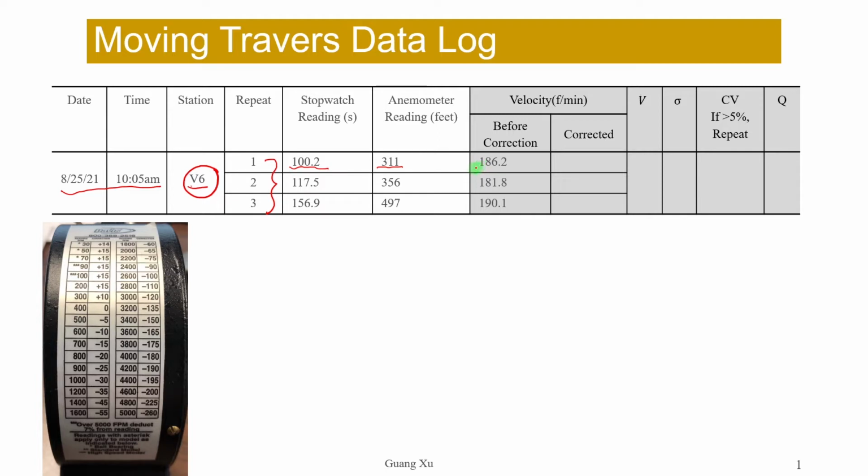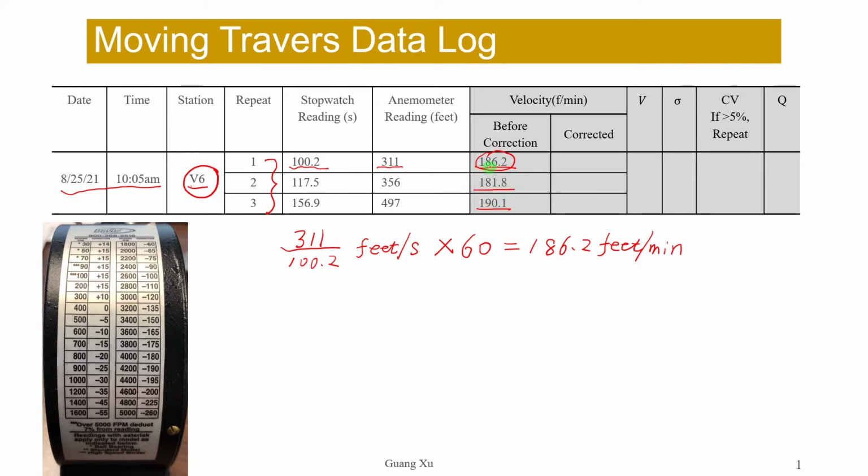After each measurement, we calculate the velocity before correction. So using this data, the anemometer reading 311 divided by the stopwatch reading 100.2, we get the velocity in feet per second. And the result multiplied by 60, we get the result in feet per minute, equals 186.2 feet per minute, which is this value. We will do the same calculation after each measurement.